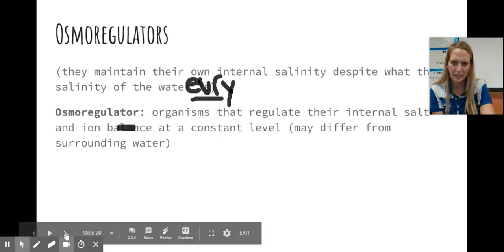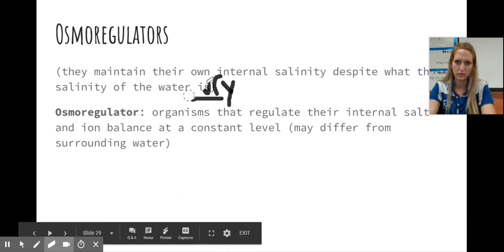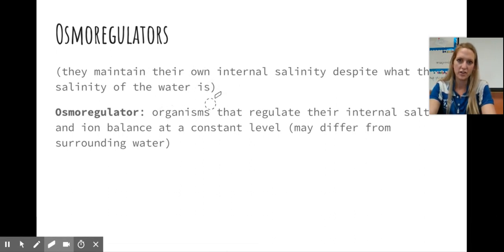All right, an osmoregulator. They're going to maintain their own internal salinity, and these are organisms that can regulate their internal salt and ion concentration.